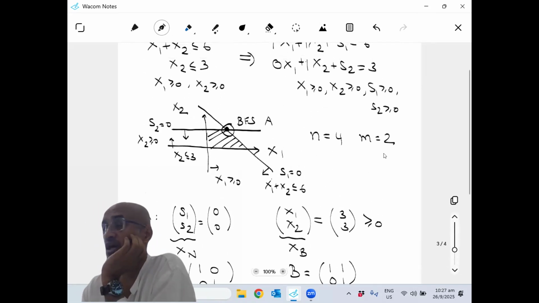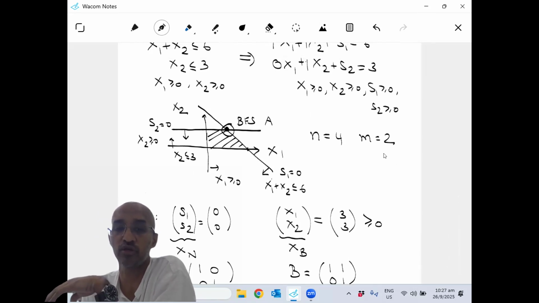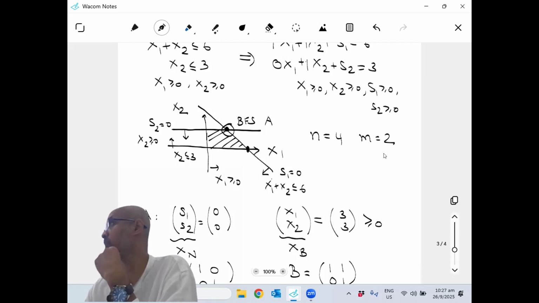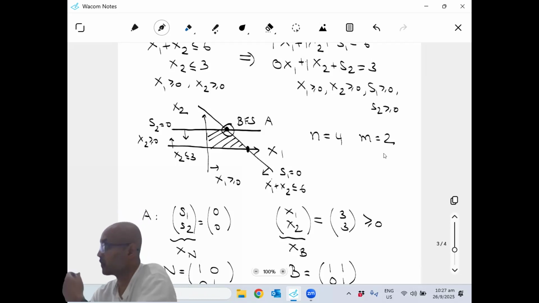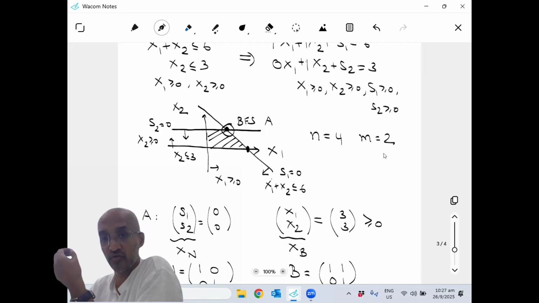And you can do something similar for every basic feasible solution. So for example, let's take this basic feasible solution. At this point, what are my non-basic variables? Can you tell me? Another way to think about it is, what two constraints are active at this point? This constraint and this constraint. If you solve these two equations, this point will be found uniquely. What are these two equations?